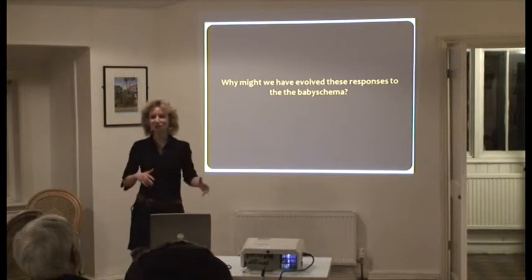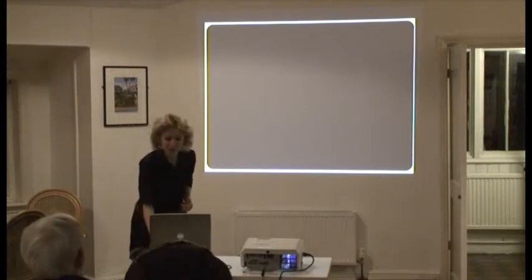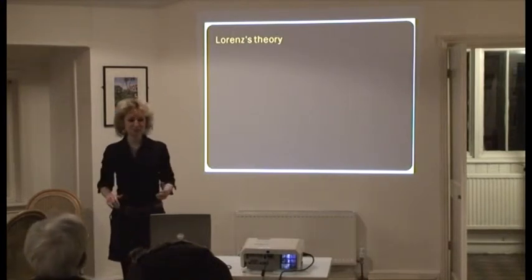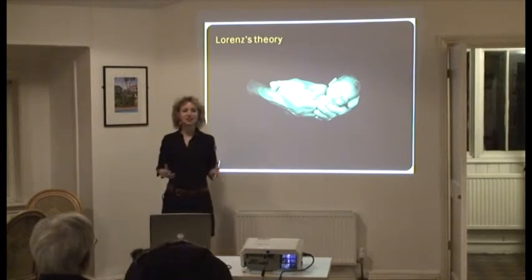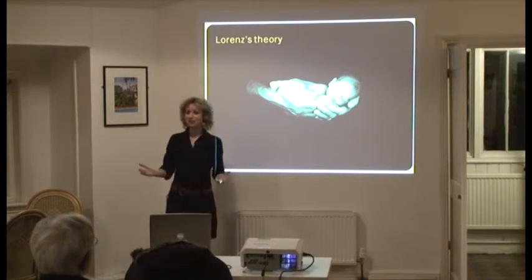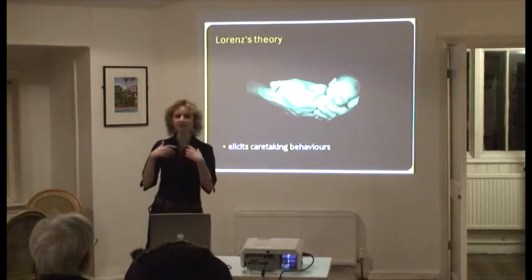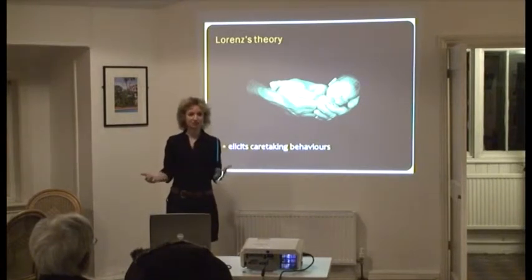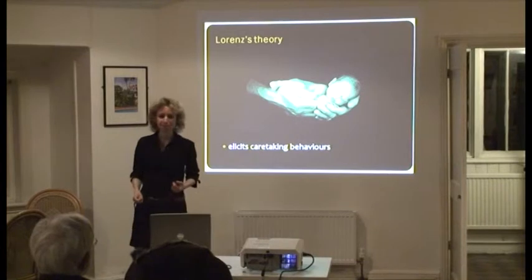Okay, so let's think about now, why might we have evolved our responses to the baby schema? Going back to Konrad Lorenz, who we briefly mentioned earlier, his theory was that when an infant's born, it is completely and utterly helpless. An infant needs its mother or father for warmth, to feed it, to protect it from any potential predators. So one of his theories was that this baby schema elicits caregiving behaviours. So anything to do with caregiving: motivation to look after an infant, motivation to adopt it, as we mentioned earlier.